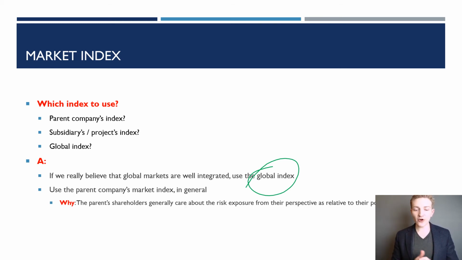We could use the parent company's index. Now, in general, we might want to do this when doing our regression. Part of the reason for this is our shareholders for our parent company are often most interested in how correlated the returns of their subsidiary are to their market index that they're most exposed to. In particular, if you've got an American investor in an American parent company, they're going to be most interested in how that subsidiary is correlated to the parent company's other returns. So in that case, you might use a beta with respect to the parent company's index.